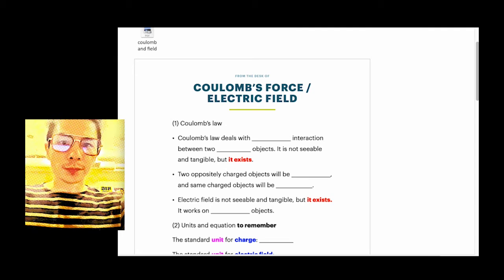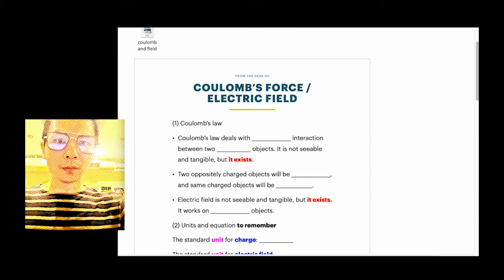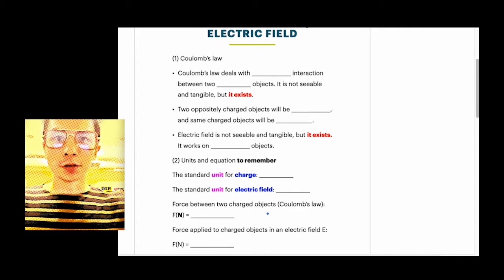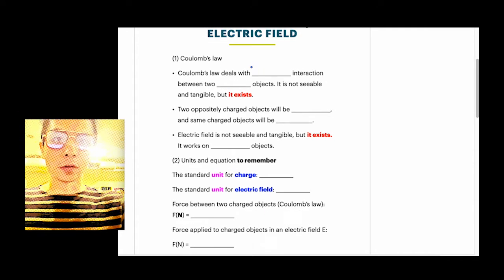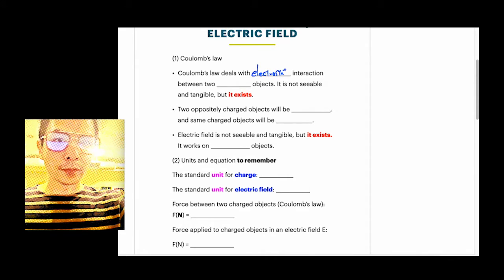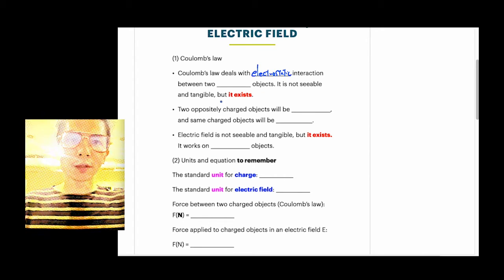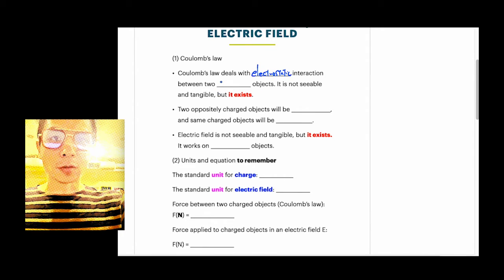So here we go. We start with the definition of Coulomb's law. Coulomb's law basically deals with, you can imagine, electrostatic interaction between two charged objects.